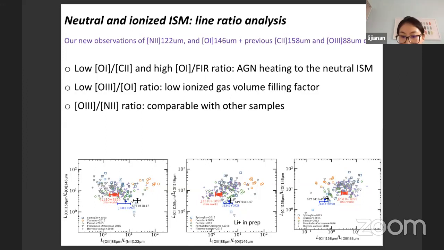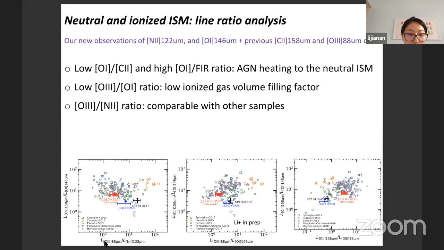And here is the oxygen-3 to oxygen-1 line ratio. This is a proxy of the ionized to neutral gas volume filling factor. So we find that this quasar has a lower ionized volume filling factor compared to the mean of the local sample, and also compared to the other two high redshift objects.